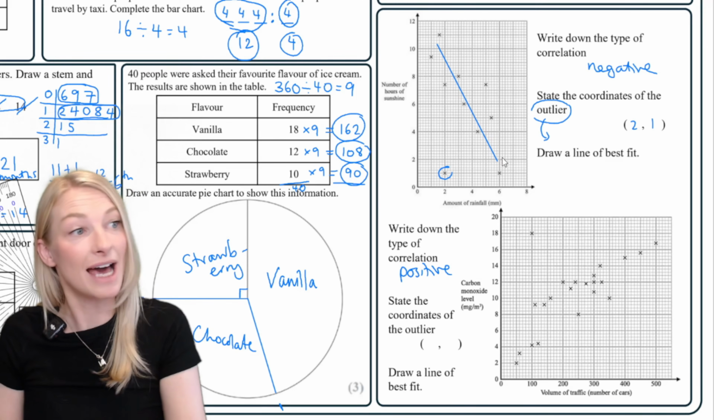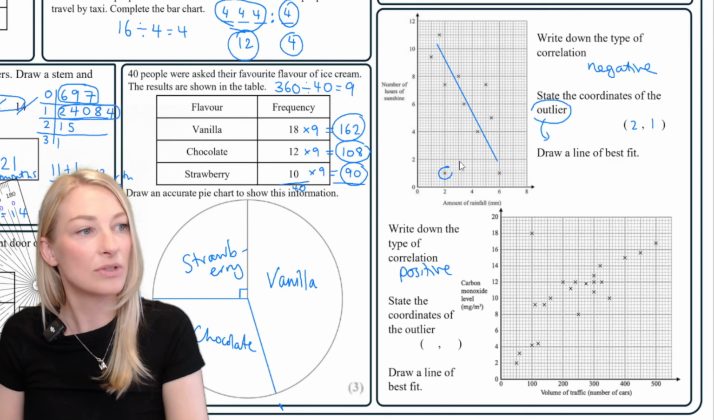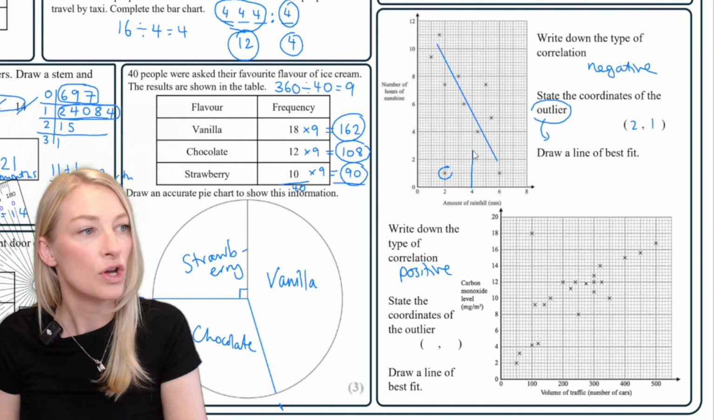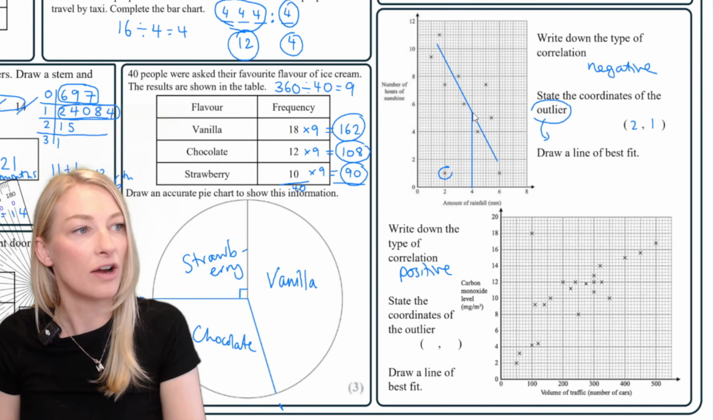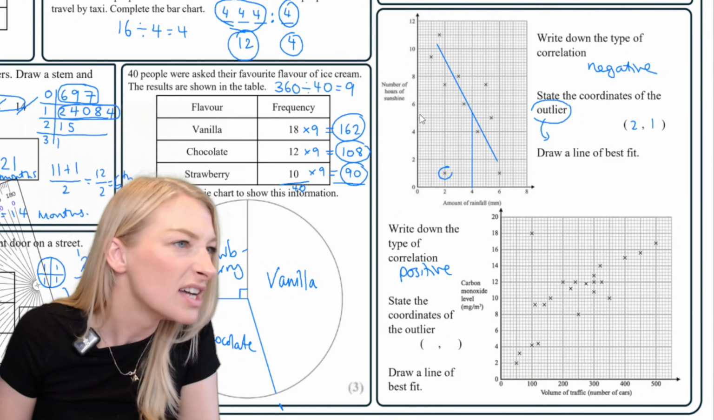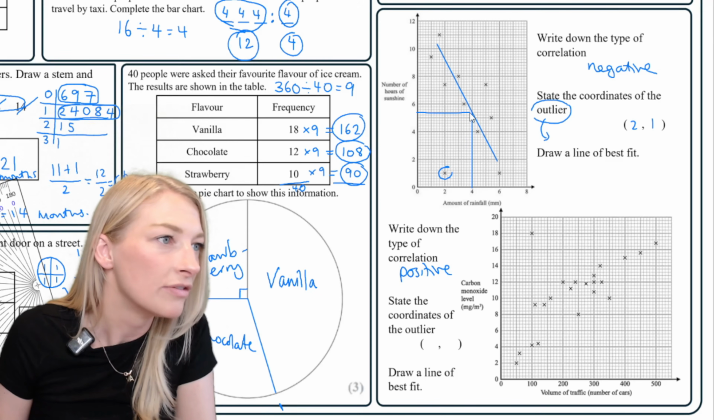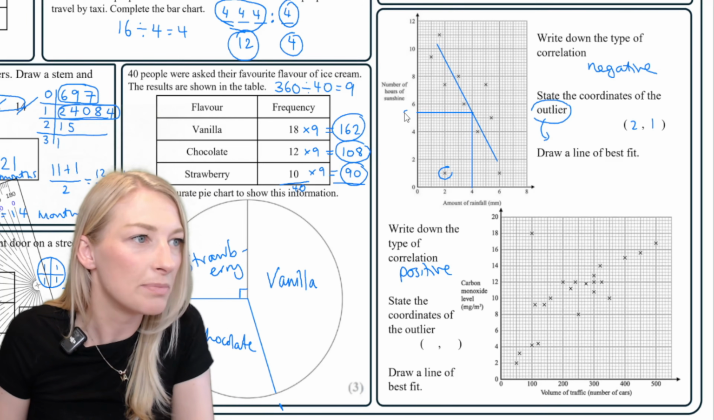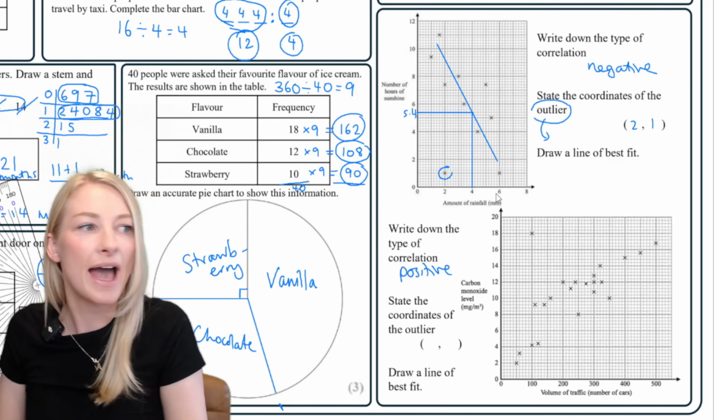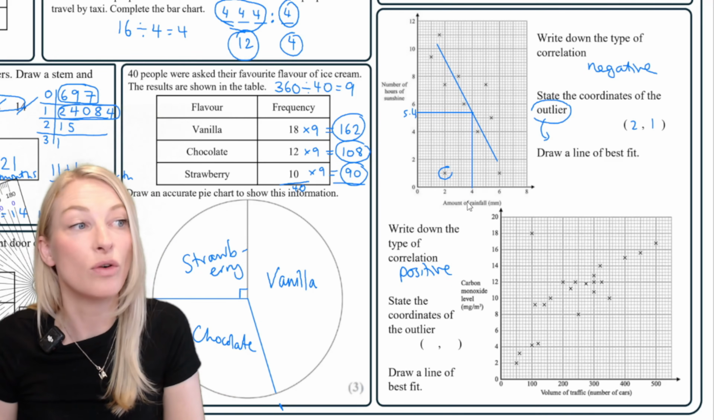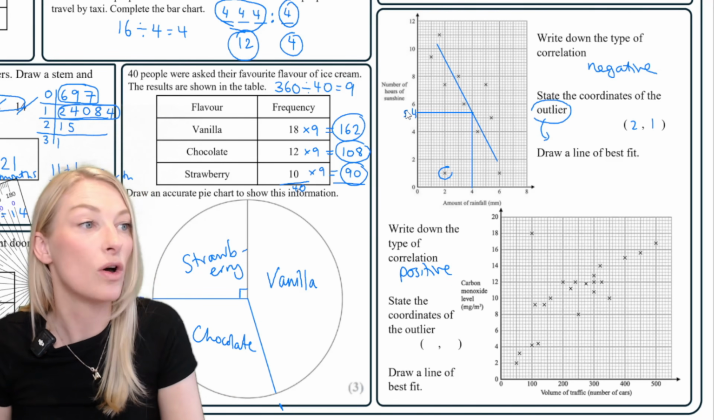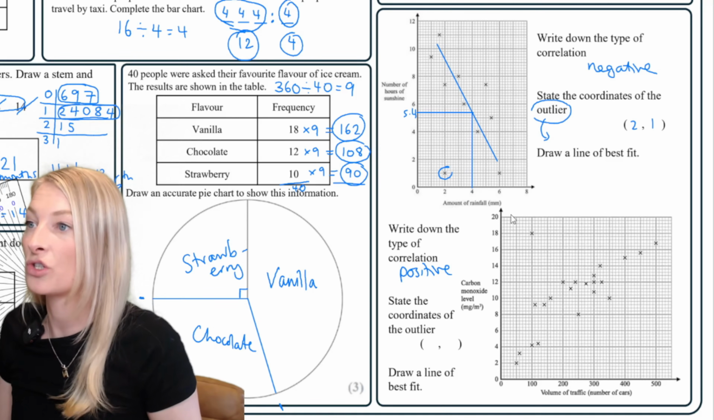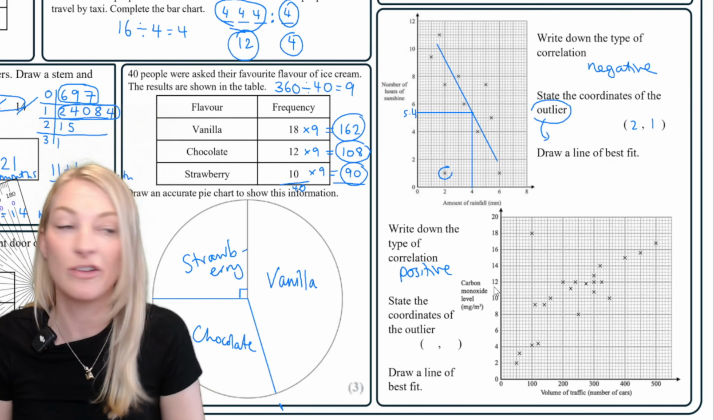And then we can use that line. So if you wanted to know the hours of sunshine when the rainfall was 4, you can go to 4, read up to your line of best fit, and then you can go across, and I would get 5.4 for that. So if there were 4 millimeters of rainfall, I would estimate that on that day there was 5.4 hours of sunshine. So you can do things like that once you've drawn your line of best fit.